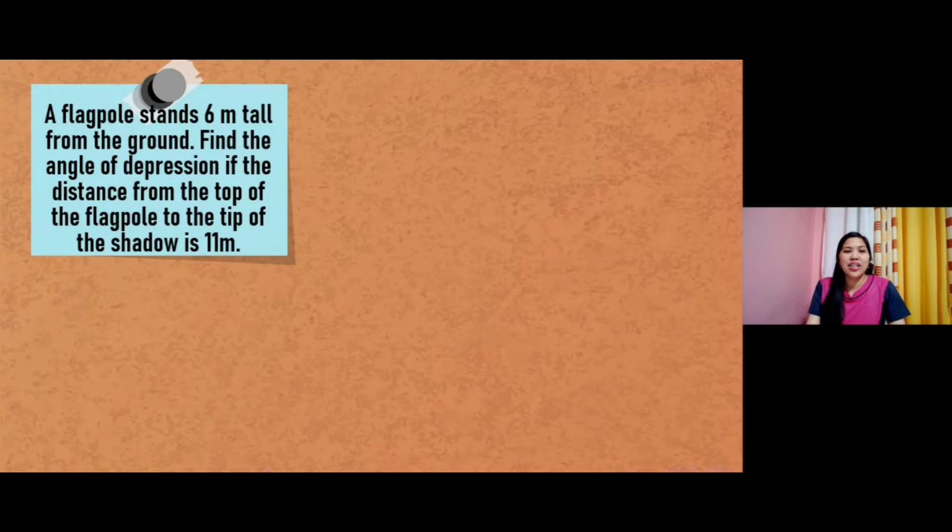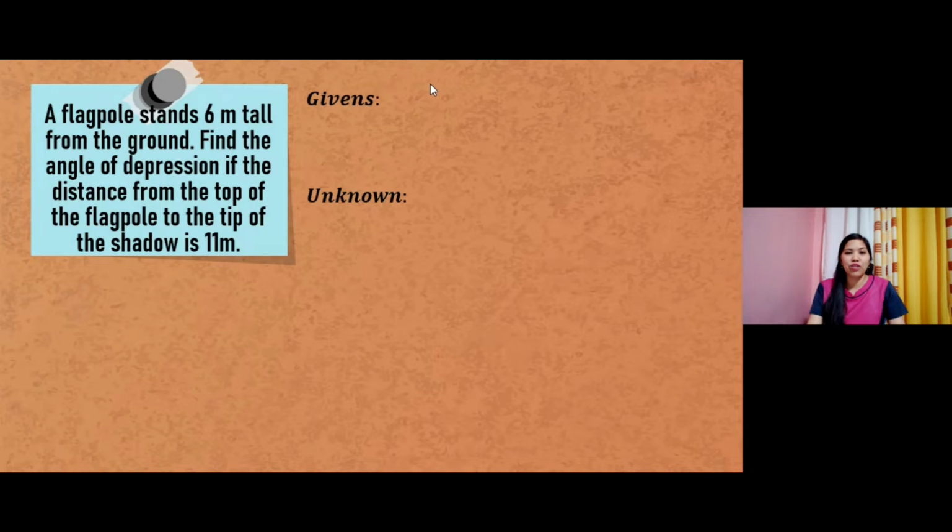A flagpole stands 6 meters tall from the ground. Find the angle of depression if the distance from the top of the flagpole to the tip of the shadow is 11 meters. So as what we did in our example number 1, we need to identify first the given condition or conditions, followed by what we're looking for, known as your unknown.